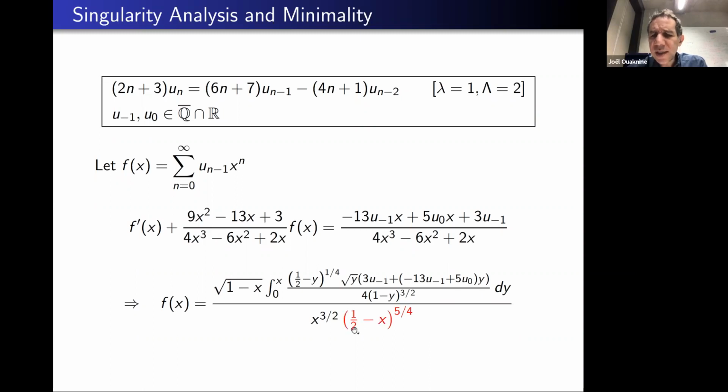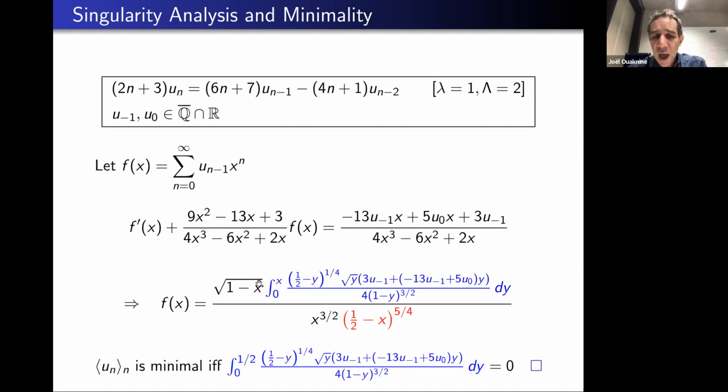And now I notice that I actually have a pole at x equals a half, because if x equals a half, this is 0. So if my function f is to have radius of convergence 1, then it cannot possibly blow up at x equals a half. But how am I going to cancel this pole in the denominator? Well, the square root of 1 minus x cannot cancel it, because when x equals a half, that's just the square root of a half. So the only way I can cancel this pole is if this whole integral is equal to 0. Okay, so I've shown that if u_n is minimal, this integral has to be equal to 0.